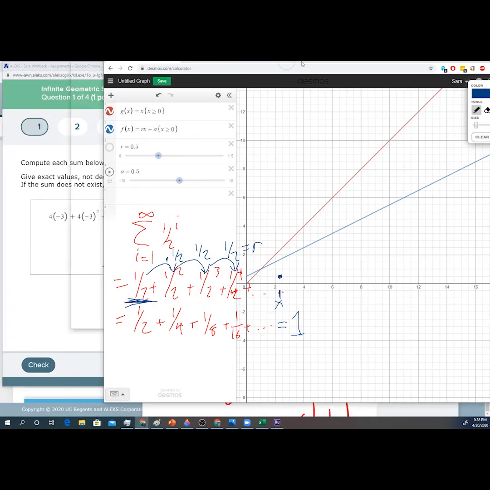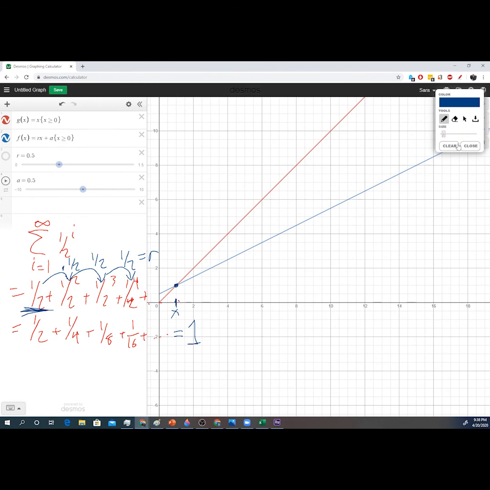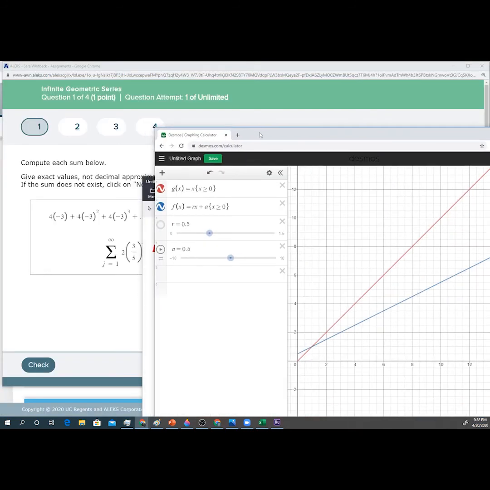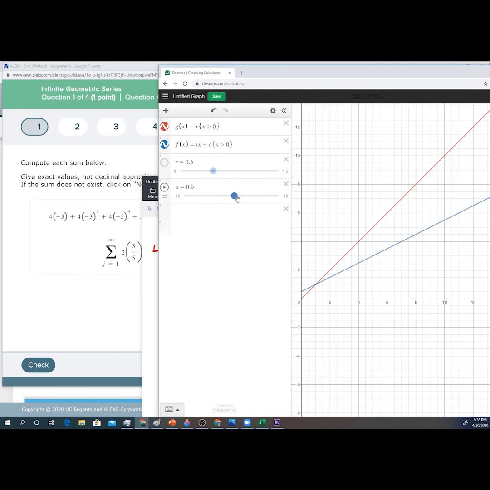If I pull it up on my equation here, then I have a starting value of 4, and my rate was negative 3.